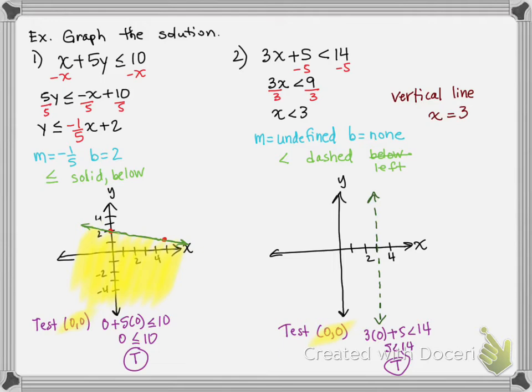So I'm going to be less aggressive with my shading this time. I chose just a different color of shading. So I'm shading from my dashed line to the left, crossing through 0, 0.